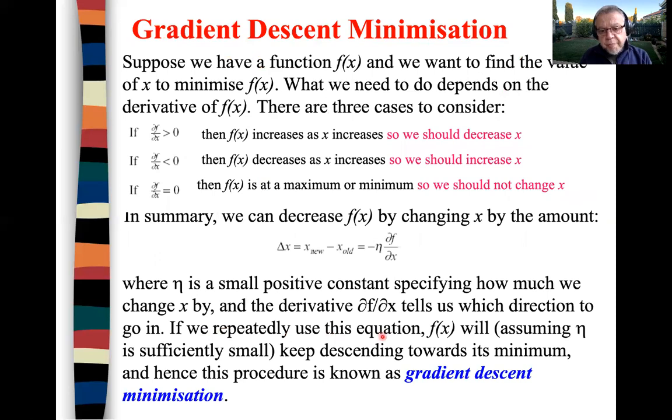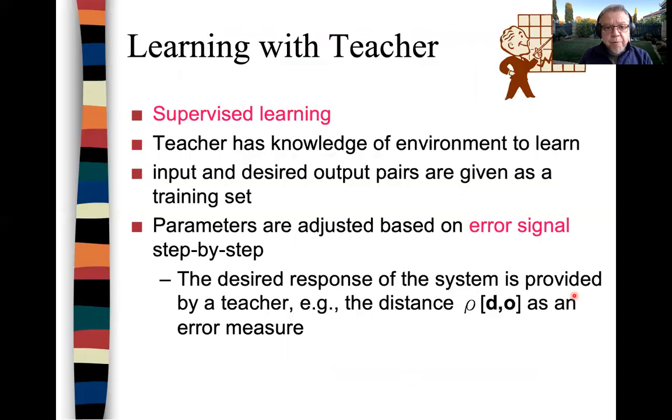If we repeatedly use this equation, f of x will keep descending towards its minimum. And that's why this procedure is known as a gradient descent minimization, assuming that eta is sufficiently small. Because if eta is large, as we're going to see, we may miss our global minimum. So, another review of the types of learning: we have supervised learning, or learning with a teacher.